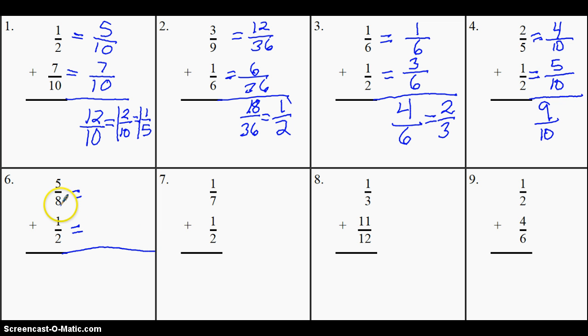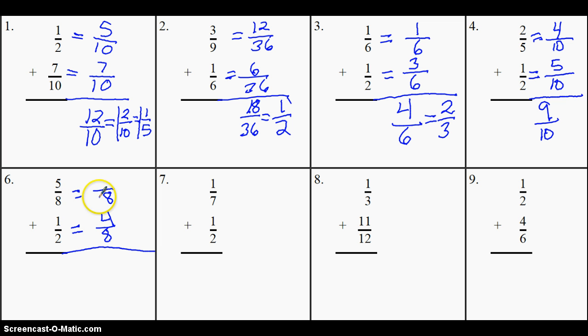I know my least common multiple, which will be my least common denominator for 8 and 2, is 8. So I'll put 8 here and 8 here. What do I multiply 2 by to give me 8? Well, if I don't know, I could think 2 will go into 8 4 times. So 2 times 4 gives me 8. So if 2 times 4, I'm going to say 1 times 4 also. 1 times 4 gives me 4.